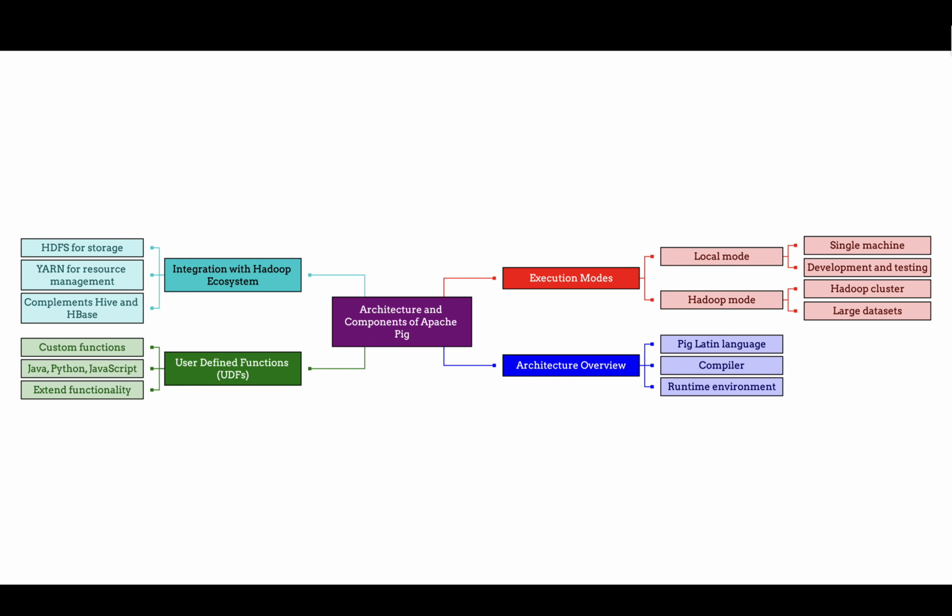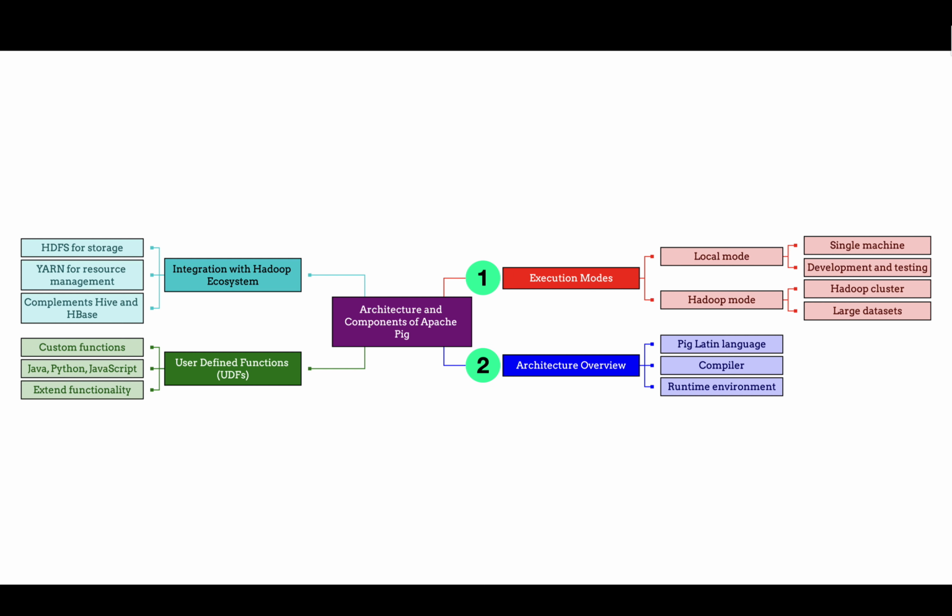Architecture and components of Apache Pig. 1. Execution modes. Pig can run in 2 modes. Local mode, for running Pig scripts on a single machine, ideal for development and testing, and Hadoop mode, for running scripts on a Hadoop cluster, suitable for processing large datasets.